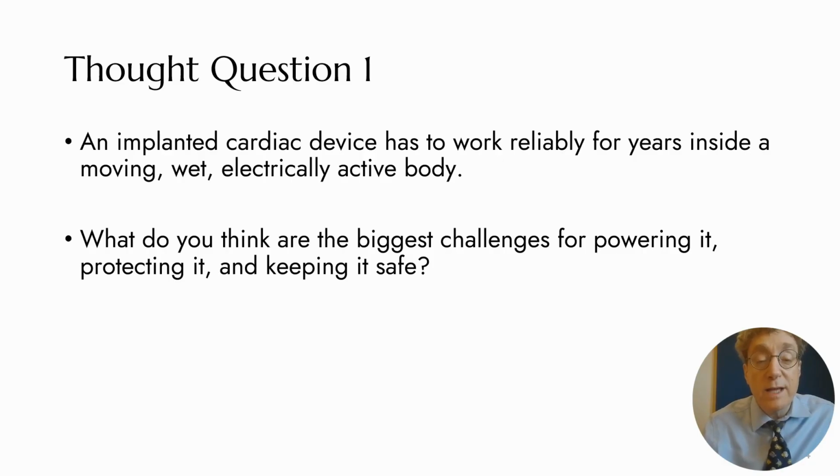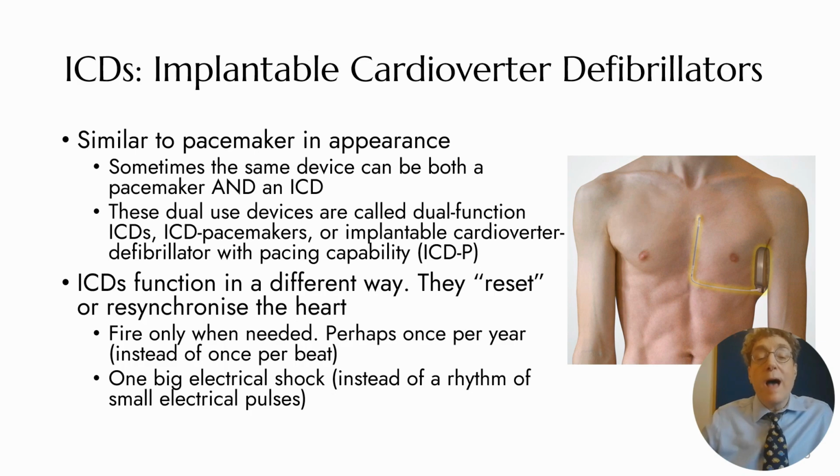Right, I'm glad you've gotten some answers to that. Let's talk about ICDs, or implantable cardioverter defibrillators. ICDs are similar to pacemakers in appearance. They have a can and an electrode, or multiple electrodes, and sometimes the same device can be both a pacemaker and an ICD. So the same device with just slightly different electronics in it can do both. These dual-use devices are sometimes called dual-function ICDs or ICD pacemakers or implantable cardioverter defibrillator with pacing capability.